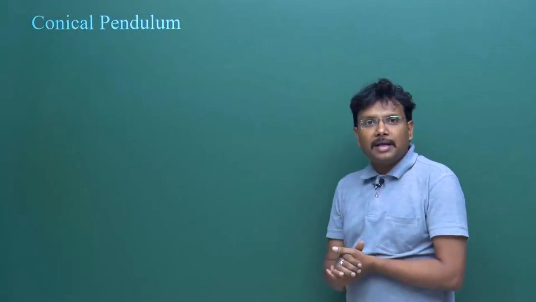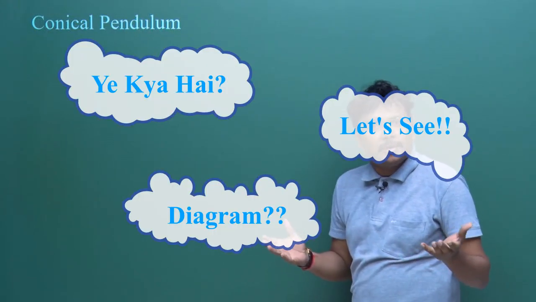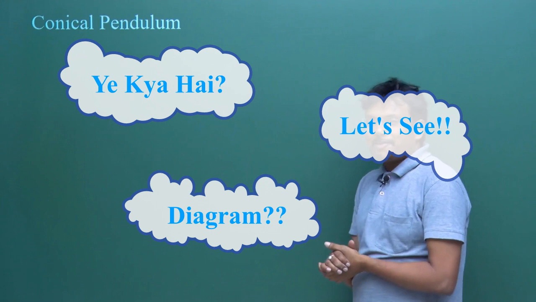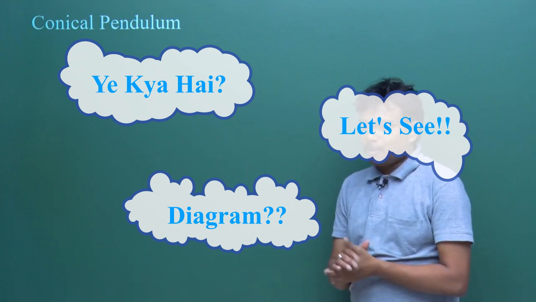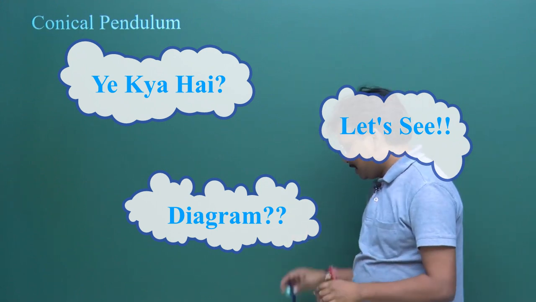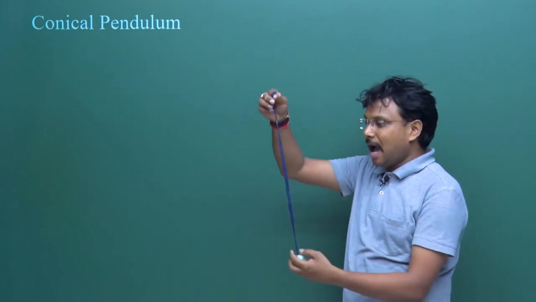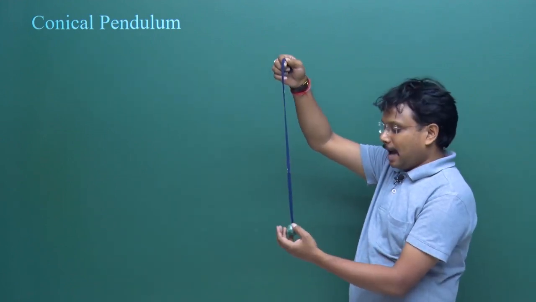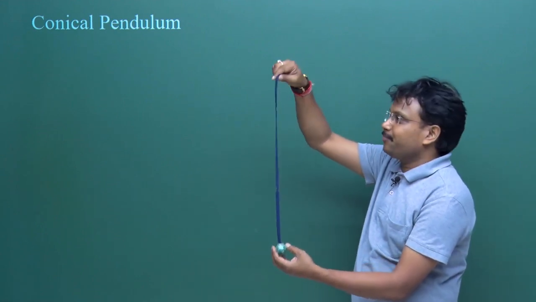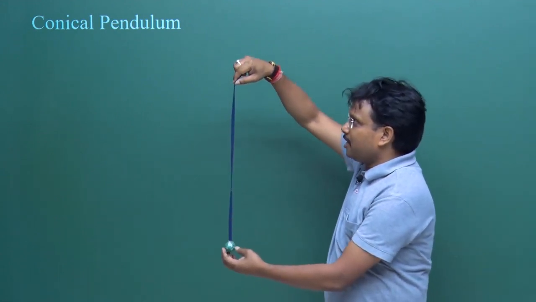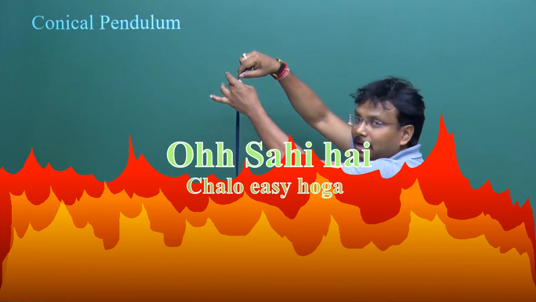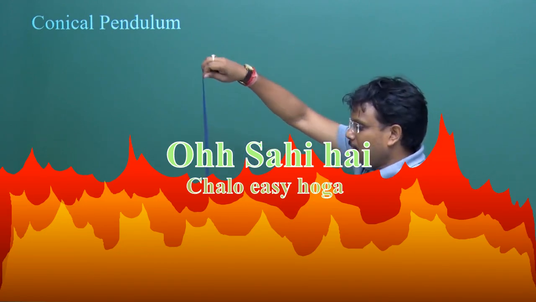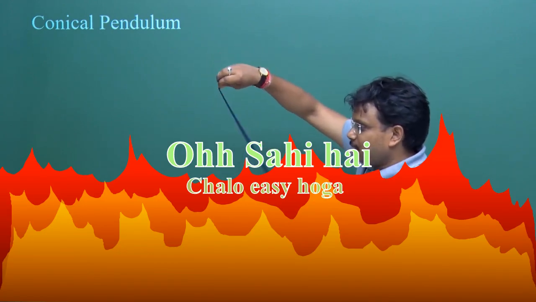First question that comes to mind: what exactly is a conical pendulum? To explain it simply, I am using a simple arrangement. I have this blue string and this green ball, and I attach the ball to the string. A conical pendulum is when you hang this arrangement like this and then rotate it in this manner.